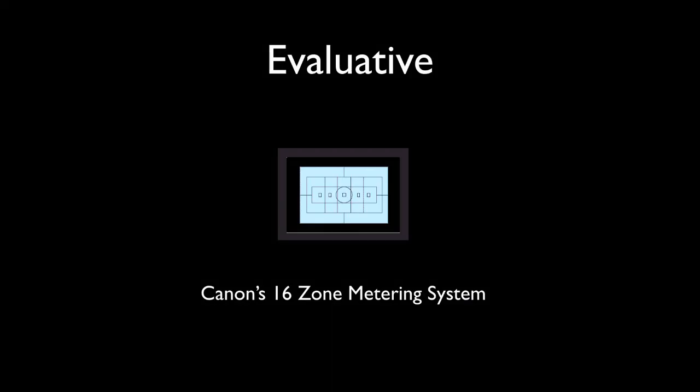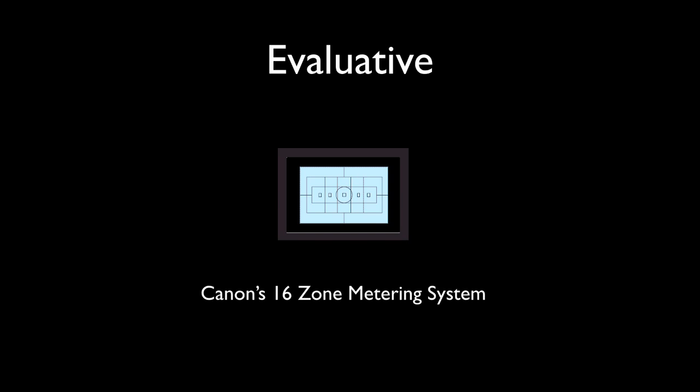The evaluative metering process relies on a zone system, and this is an image of Canon's 16 zone metering system. There are lots of others out there, and there are different names for these as well, and different manufacturers may not call it an evaluative metering process, but they'll have something that represents a similar process.